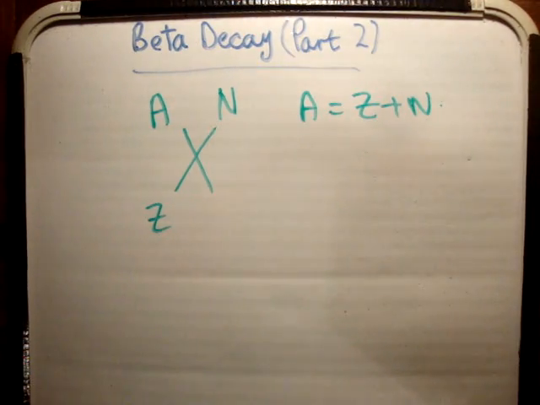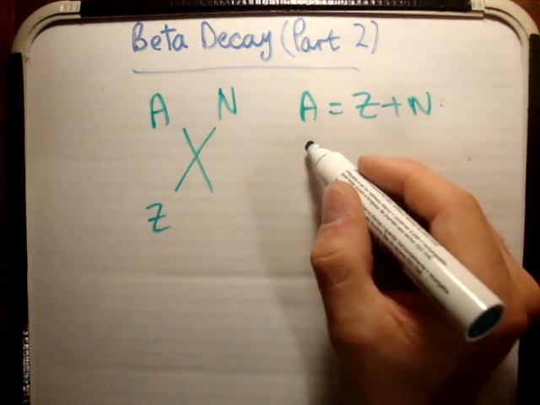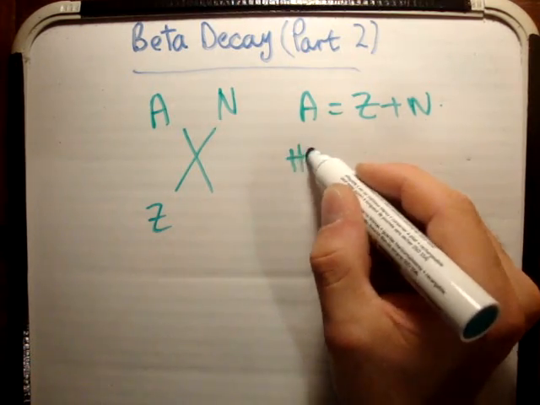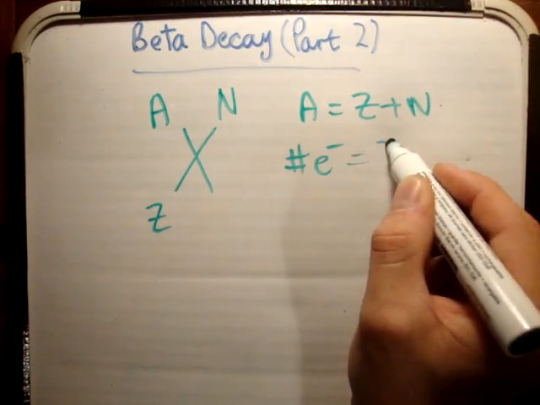I also told you that an atom is always electrically neutral, and that means that the number of protons must be equal to the number of electrons. So the number of electrons is equal to Z also.